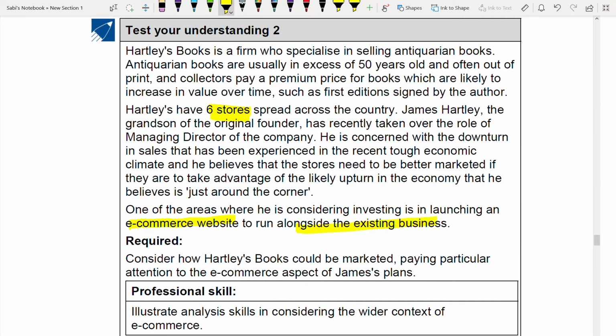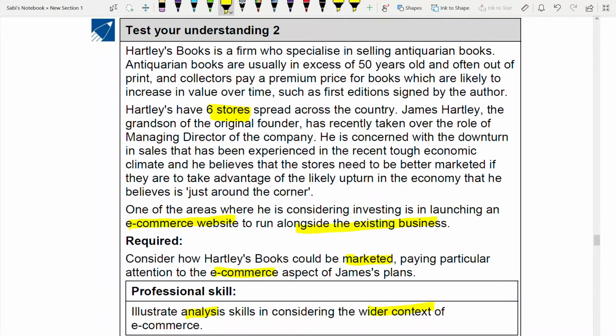Now, the requirement is: consider how Hartley's books could be marketed, paying particular attention to the e-commerce aspect of the plan. The professional skill here is analysis in the wider context of e-commerce. I'm going to show you how to apply analysis skills while answering. If you go through the answer, it is plenty long, longer than a student will be able to write. The problem is, in test your understanding, we don't know the amount of marks. If marks were given, we could decide how much we need to write for the marks.